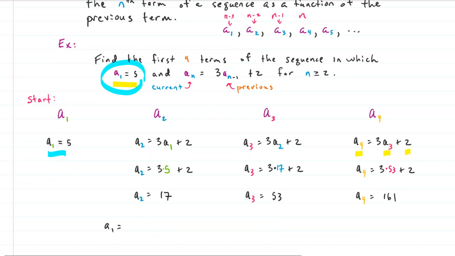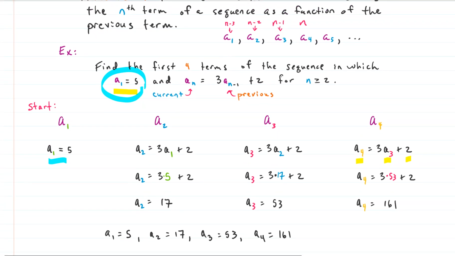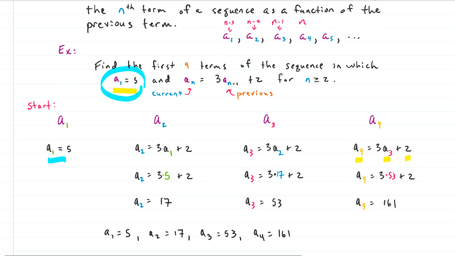A sub 1 is 5. A sub 2 is 17. A sub 3 equals 53. And a sub 4 is 161. So that's how you'd find the first 4 terms of a sequence when the sequence is defined recursively.